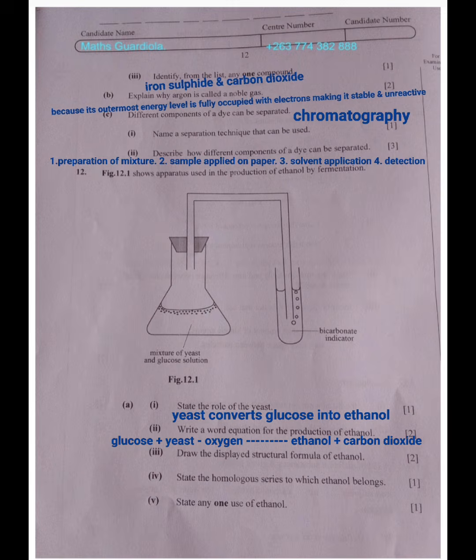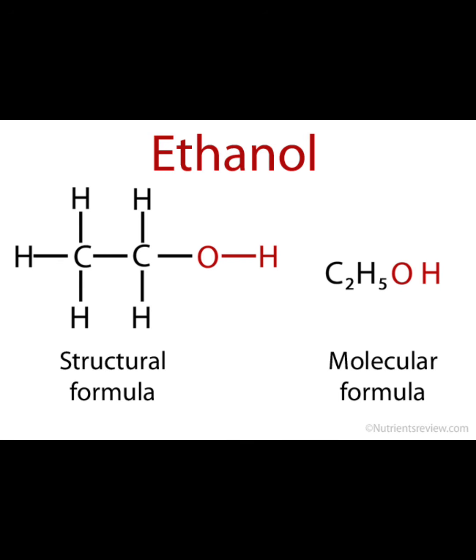And then on part 3, we are supposed to draw the displayed structural formula of ethanol. On the displayed formula, what is very important is that you first need to know the chemical formula of ethanol. It is C2H5OH. So we are having 2 carbons that are connected to 5 hydrogens and also the OH group. So that is what is represented on that diagram.